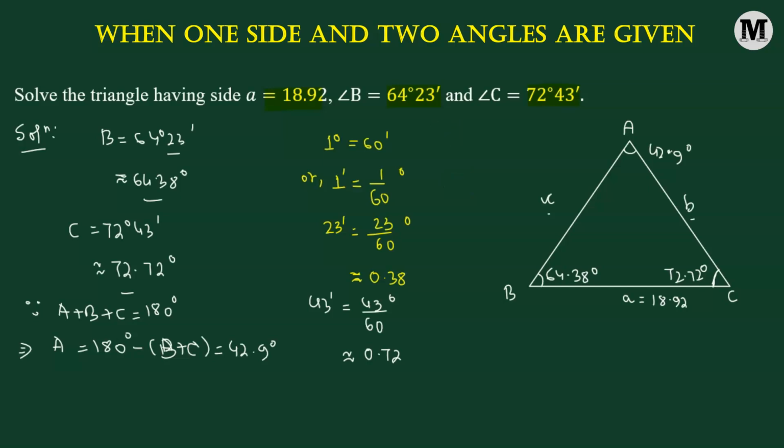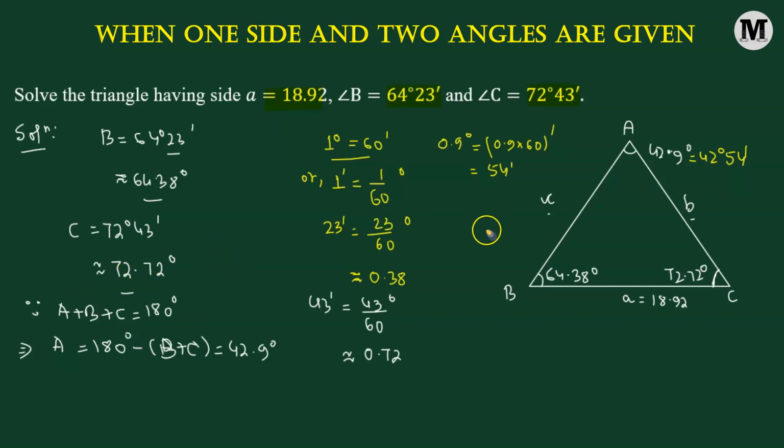And if we want, we can convert the 0.9 to minutes as well. All we have to do is take 0.9 degrees and make use of the fact that 1 degree equals 60 minutes. So 0.9 degrees corresponds to 0.9 times 60 minutes, and 0.9 times 60 is simply 54. So 0.9 degrees corresponds to 54 minutes, which means our angle A measure can also be expressed as 42 degrees 54 minutes.